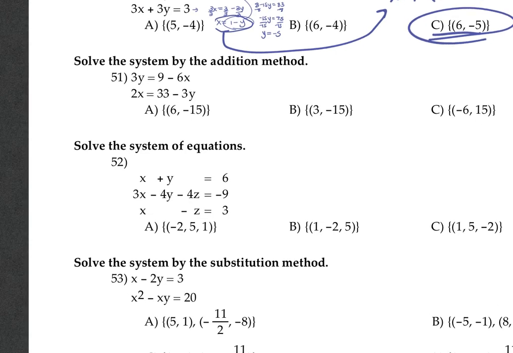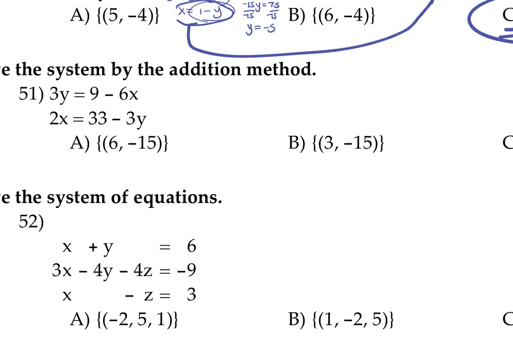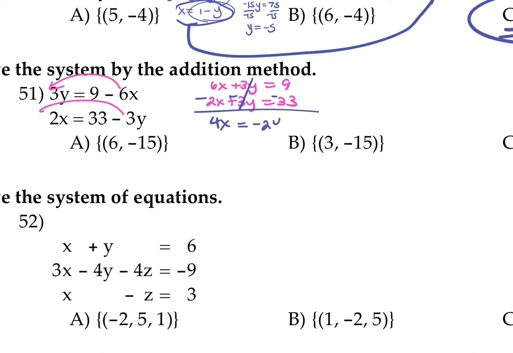51. Now it says by addition, so we want to get them on the same side. So I'm going to move the 6x, so it's 6x plus 3y equals 9. Move the 3y, 2x plus 3y equals 33. And then I need them to cancel out. So if I just change the signs on the bottom, I get 4x, this cancels, equals negative 24. X would equal negative 6.